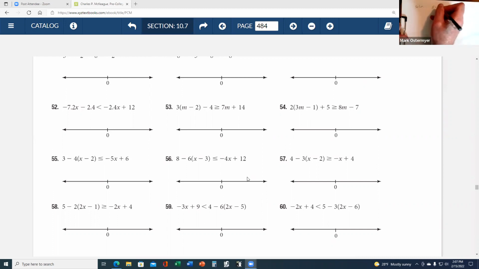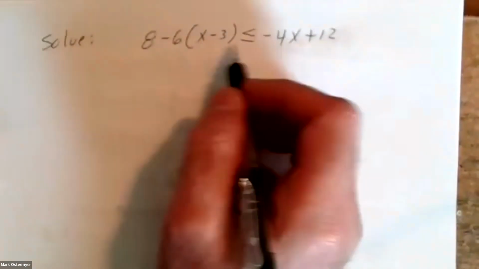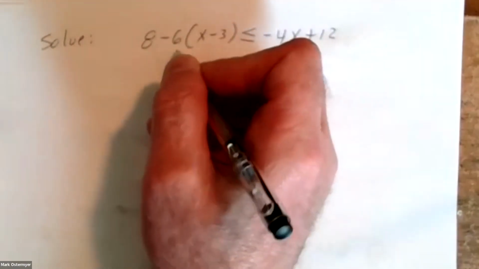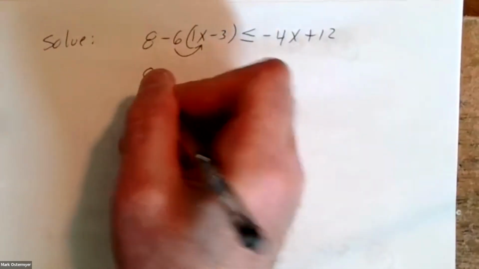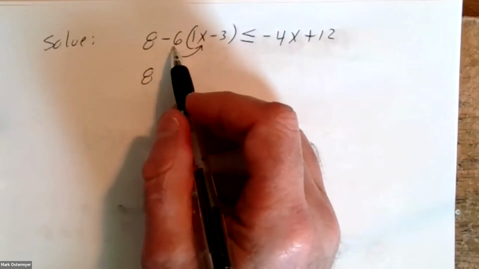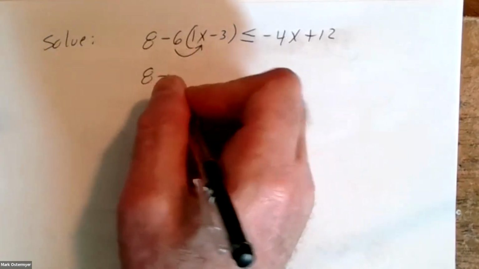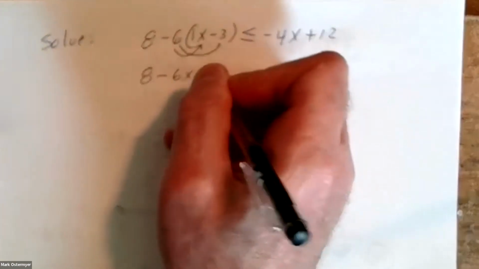So 8 subtract 6 times quantity x minus 3 is less than or equal to -4x plus 12. We want to solve this inequality for the solution set for the variable x. To do that, the left side is in need of simplifying. And to simplify the left side, we're going to have to distribute. So I don't mess the sign up, I'm going to view this as a -6 that has to be distributed in. What's a -6 times 1x? That's -6x. What's a -6 times a -3? A +18.